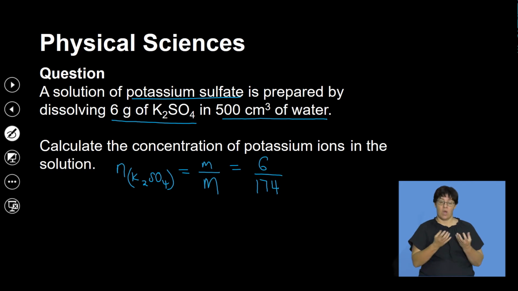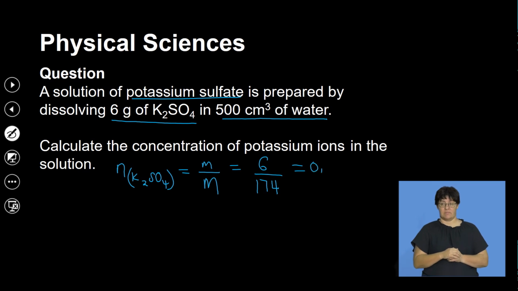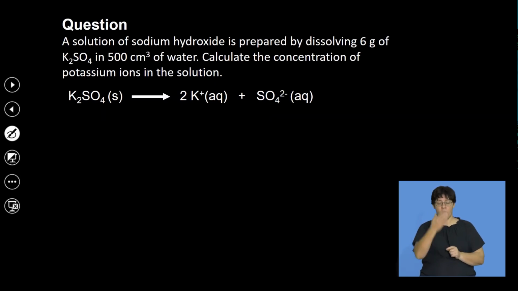So how many moles are present in that? By way of calculation, we'll say 6 divided by the molar mass, which is 174. What do we get? It gives us, as a decimal fraction, 0.034 moles. Furthermore, we also know that in terms of concentration, concentration is equal to moles per unit volume of solution.